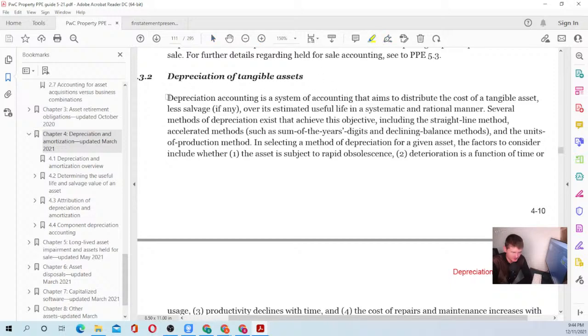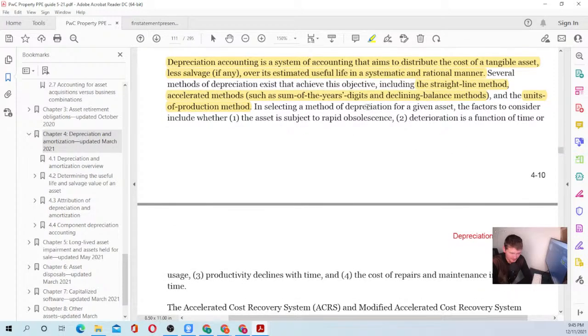So we have a principle here that we aim to distribute the cost of tangible assets less salvage, if any, over its estimated useful life in a systematic and rational manner. Several methods exist that allow us to achieve this objective, including the straight line method, accelerating method, and units of production method. And you have factors to consider to choose your depreciation method. Whether the asset is subject to rapid obsolescence, deterioration is a function of time or usage.